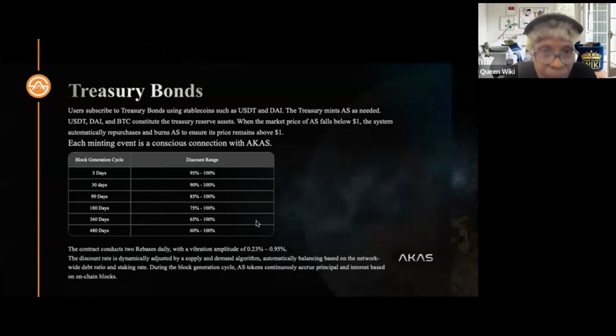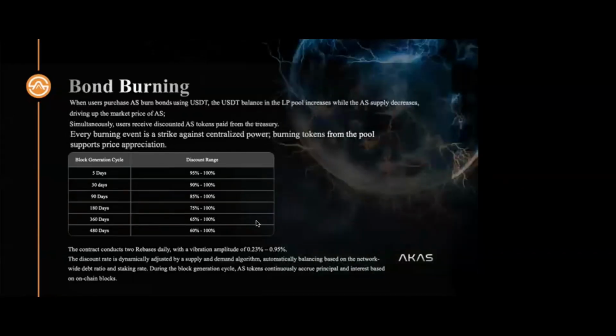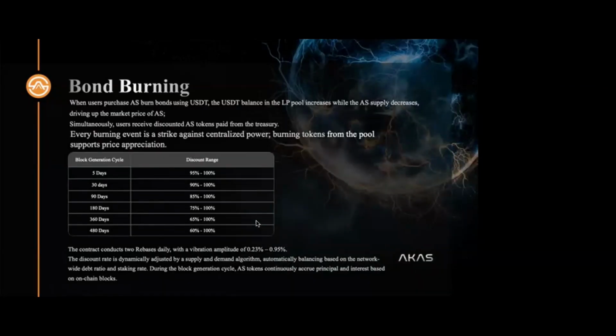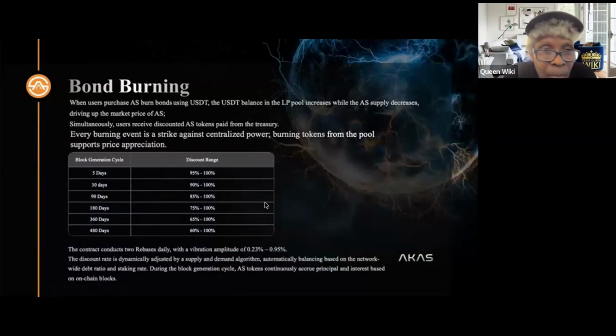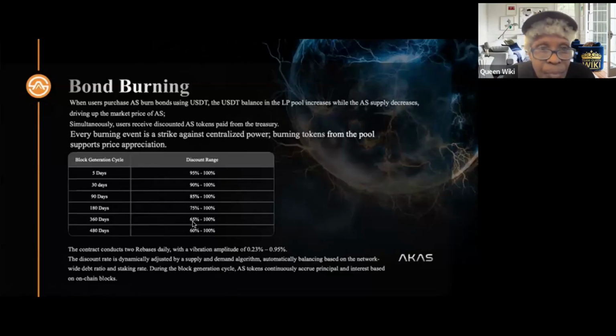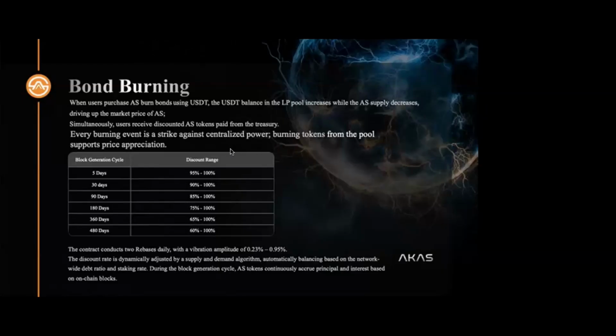The bond burning is the other way. When the token quantity is increasing but people keep selling, which means the supply is more than demand, the bond burning will open up for more discount during this period to encourage people to buy the bond burning.